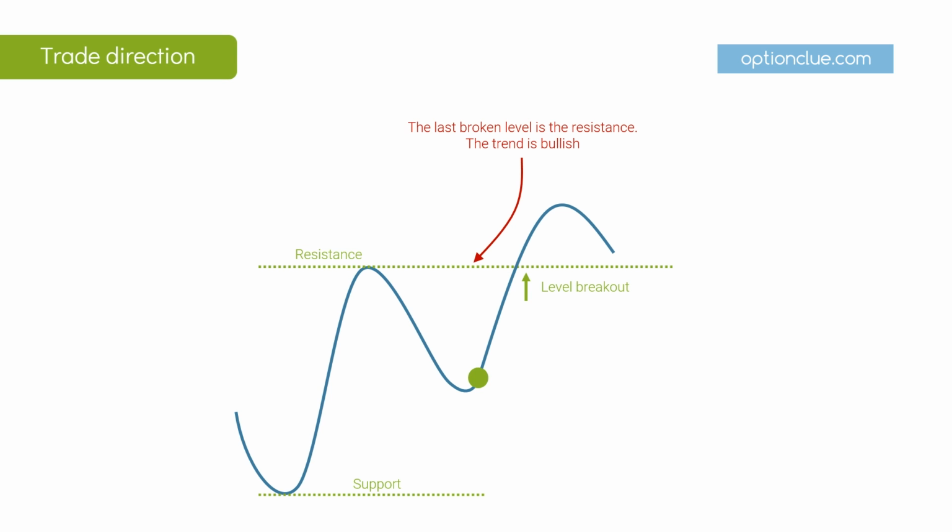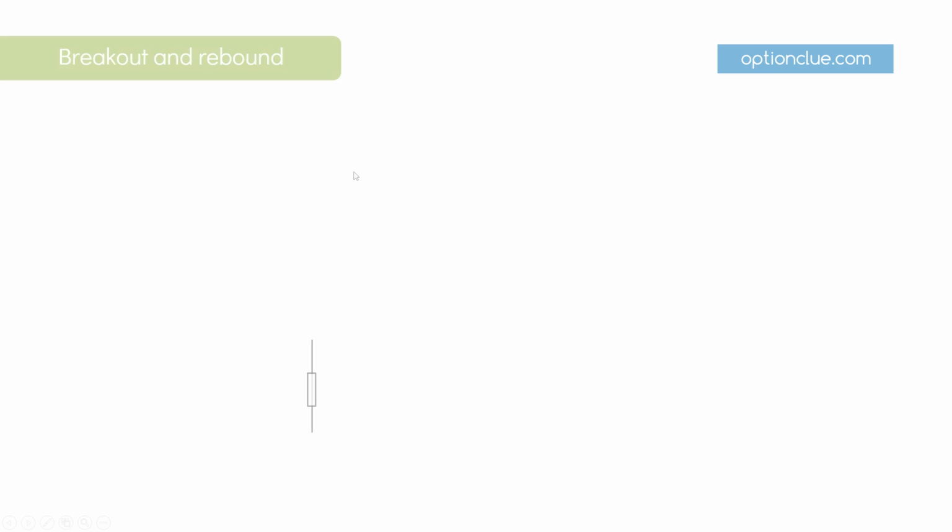As we discussed in the previous videos, the direction of the breakout indicates the direction of the trend. This is the first property of horizontal levels. Therefore, the last broken level indicates the direction in which you should trade. In addition, you need to understand where the potential market entry and exit points are. Therefore, you have to decide which trading tactics is close to you, breakout or rebound trading.